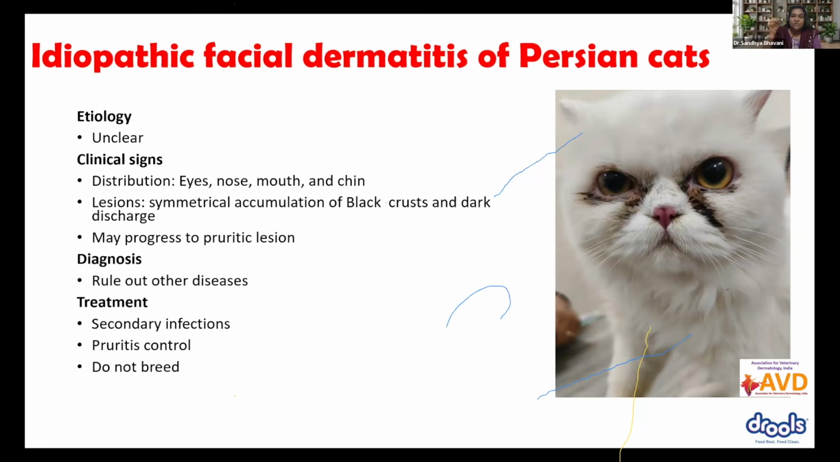If there is no other reason, only that black secretion without any pruritic lesion, this is definitely a facial dermatitis, mainly seen in Persian cats. How we are going to treat these animals: you treat for secondary infection if there is going to be any pruritus or edema. Otherwise, just wipe the area frequently. Pruritus can be controlled with prednisolone or other medication like antihistamines. But the general principle is do not breed the male or female cat to produce kittens.